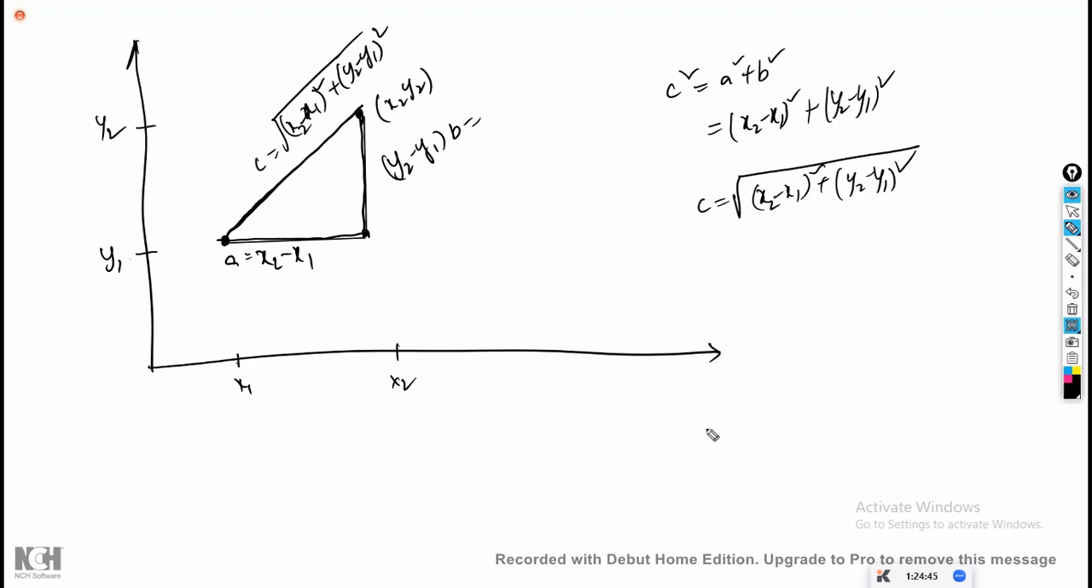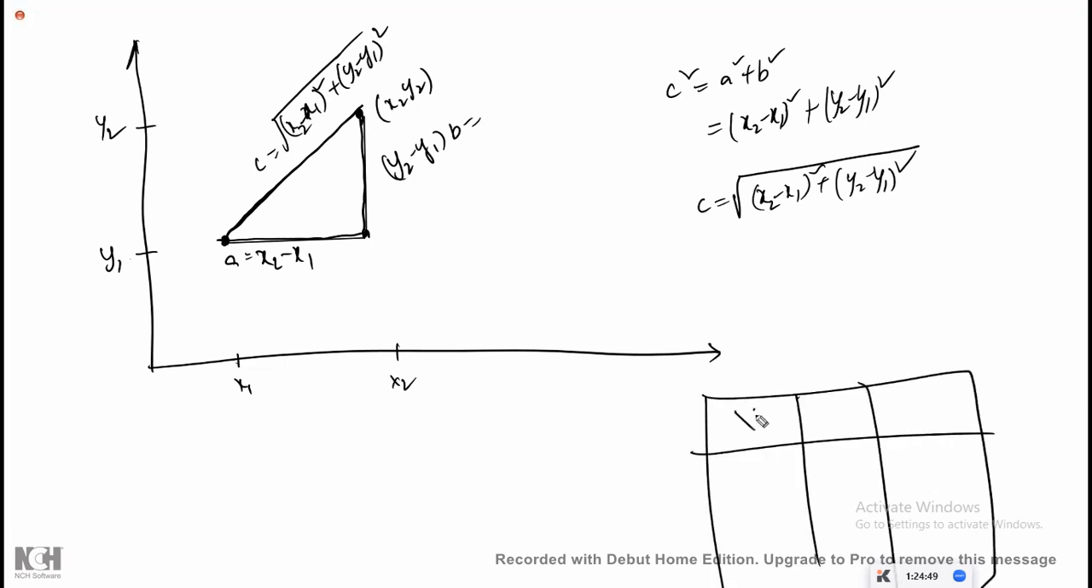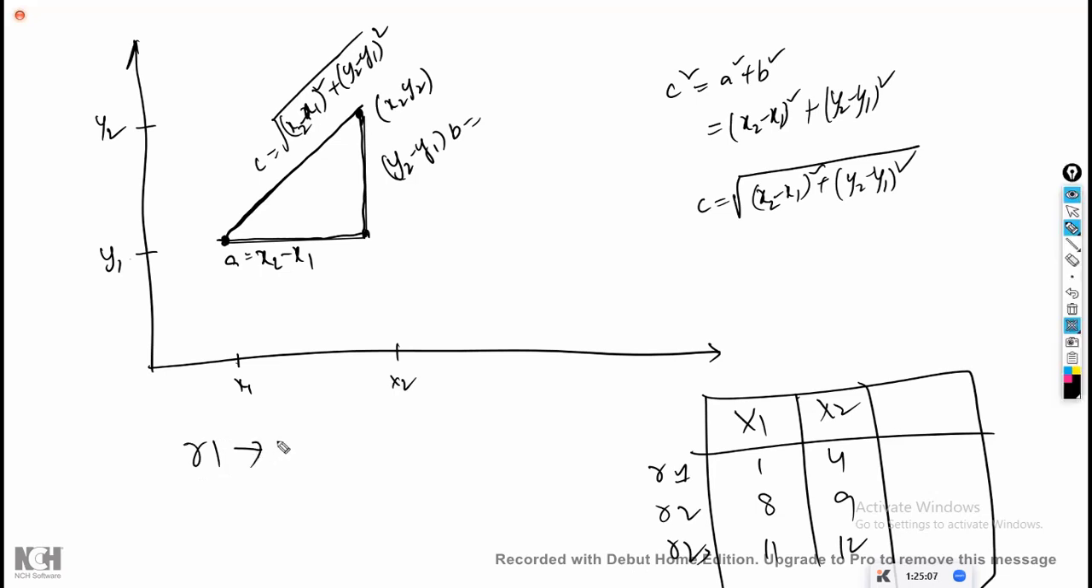So now, for example, I'm having two data points, x1 and x2: 1, 4, 3, 8, 9, 11, 12. I'm having like this. Now, this is record number 1, record number 2, record number 3. Now, I want to calculate the distance between record 1 and record 2. How to calculate the distance between record 1 and record 2? Square root of (1 minus 8) whole square plus (4 minus 9) whole square.